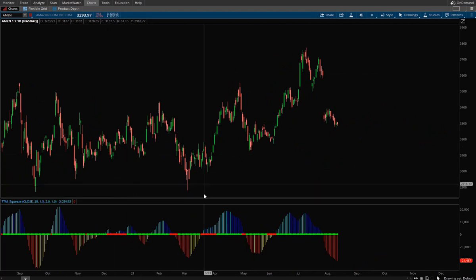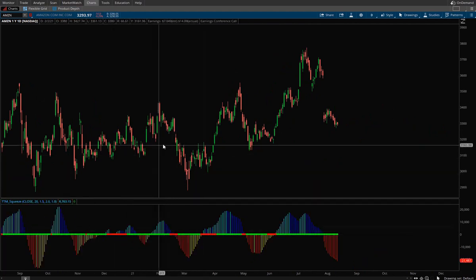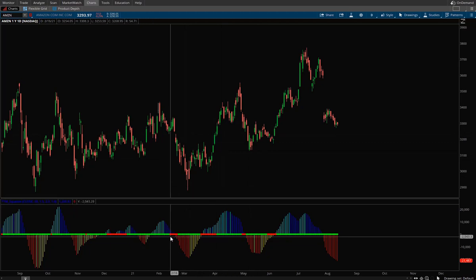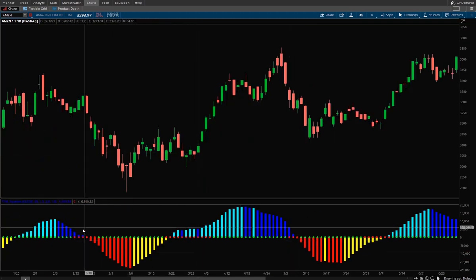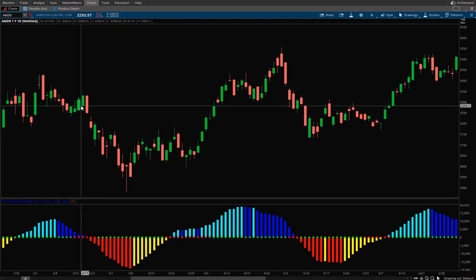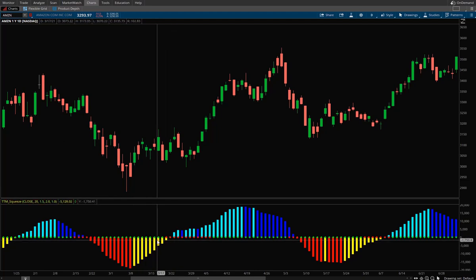Here we can look again. Amazon here has had one in both directions. So if we look here, we had this squeeze setting up. We have the dark blue bars into red bars, and this is where you get your squeeze firing to the downside. Here we have our light blue bars, which is bullish, and this is where you get your squeeze pushing to the upside. Same with this one right here. You get your light blue bars from the yellow bars, and this is bullish. This is where you get your push to the upside.